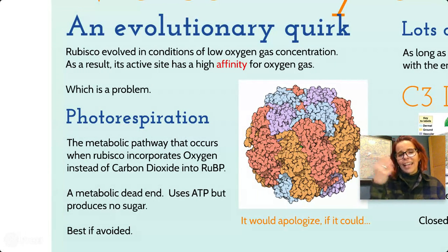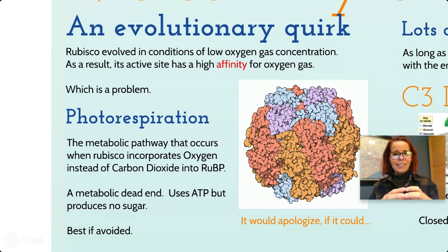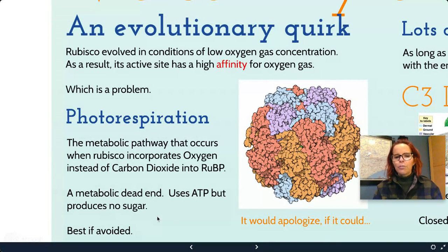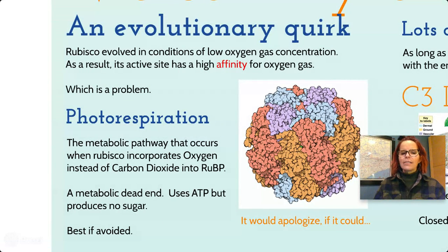That's what we're pulling out of the atmosphere, carbon dioxide, but it can also attract oxygen, and that's not what the plant wants it to do. So that can be a problem. If the Rubisco, instead of attracting carbon dioxide, starts attracting oxygen, that's called photorespiration. It says here, the metabolic pathway that occurs when Rubisco incorporates oxygen instead of carbon dioxide. It is a metabolic dead end. It uses ATP, but it does not produce any sugar, and this is bad for the plant. The plant does not want this to happen.